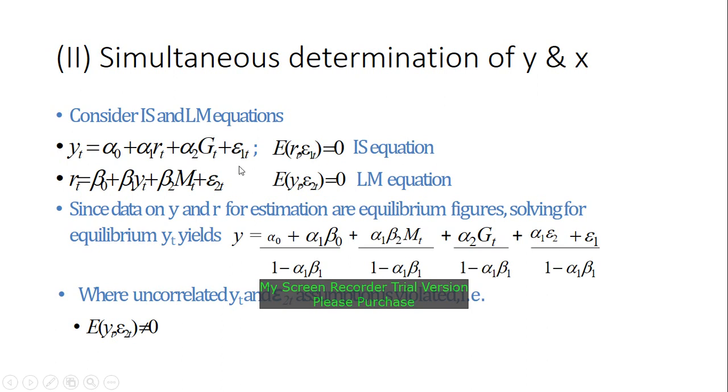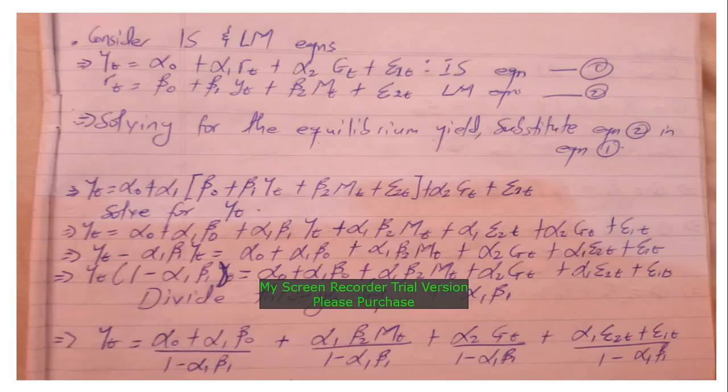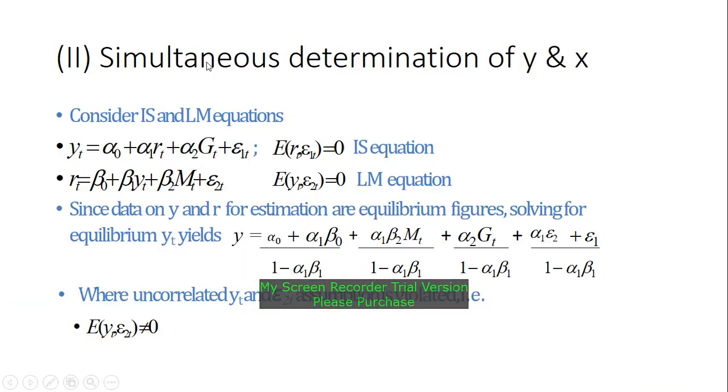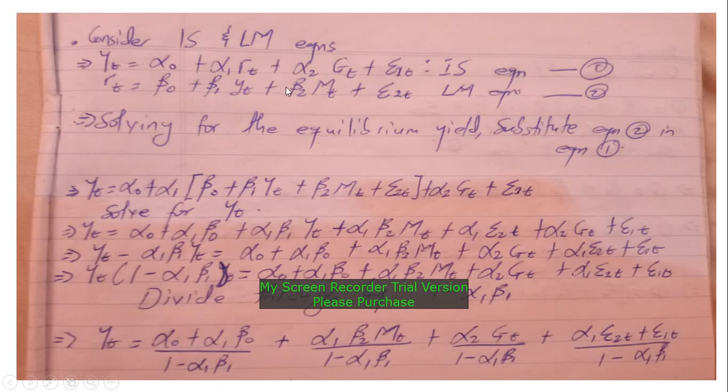The next slide or lecture will give us the proof. So now in this slide, this IS-LM equation is what I have written here. I'm trying to prove the equilibrium yield. When this lecture ends, you can go back and follow the same procedure to get the equilibrium interest rate. But let's continue.